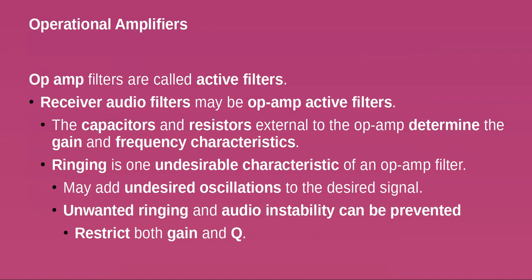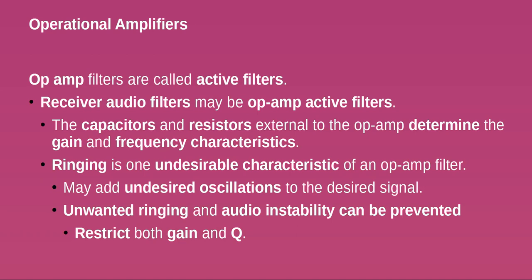Okay, so we can also use them to create filters. We call them active filters when we use an op-amp to do it. I think a lot of the audio filters that you see in the modern radios are done with active filters, because they're very easy to implement. It's just the capacitors and resistors in the circuit that determine what type of filter it is and what its characteristics are. So it's really easy to implement and calculate.